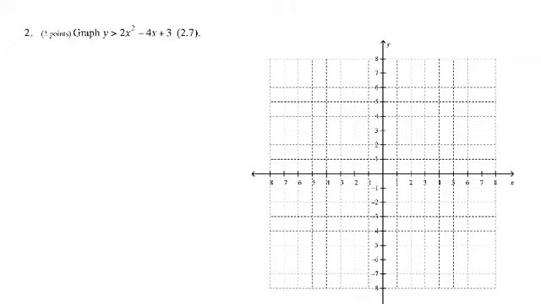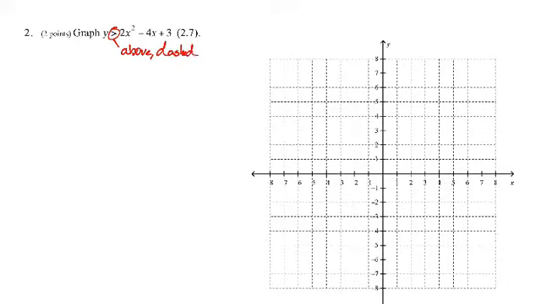Number 2 on the short answer says graph y is greater than 2x squared minus 4x plus 3. Let's look at this inequality here. The greater than means we're shading above because it's greater than. And since it doesn't have the or equal to, that means we're going to have a dashed curve here.